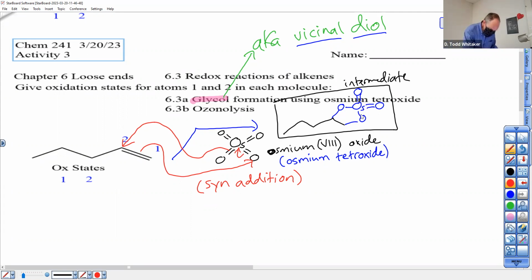This is called an osmate ester. Why do we call it an osmate ester? I thought esters came from acid. They do. They do. Osmate esters come from osmic acid.